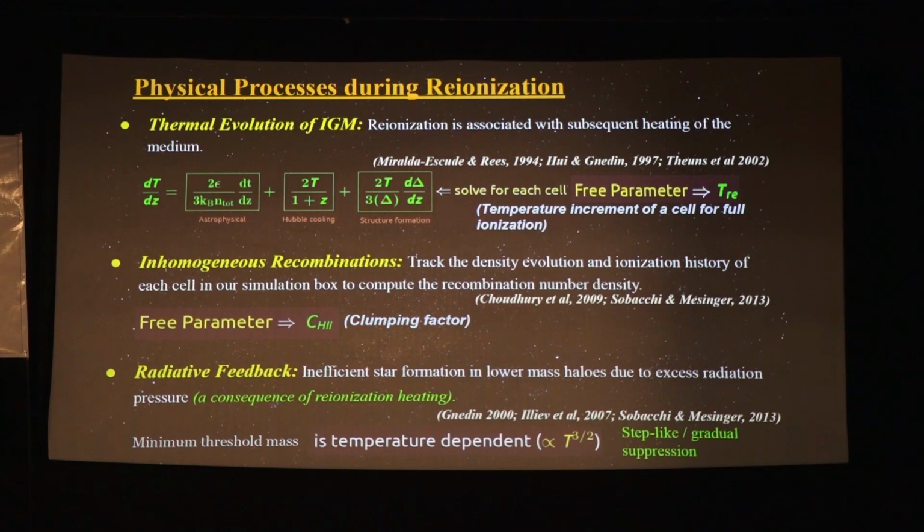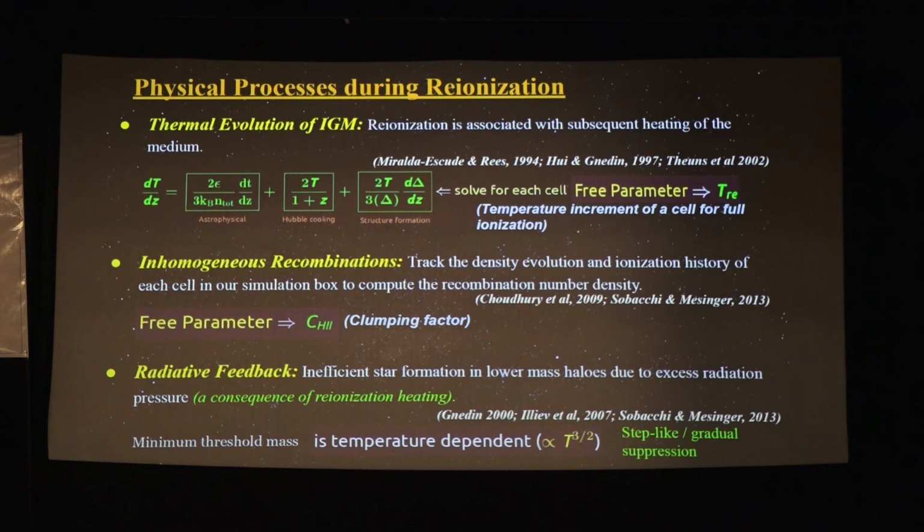With this semi-numerical model, I have checked a variety of effects which can be important during reionization. The first one is the thermal evolution of the IGM. We know that during reionization, it's not only the ionization, but the medium also heats up. To model that, we need to basically solve this standard first order differential equation. The first term is the different astrophysical heating and cooling. The second one is the cooling due to the expansion of the universe, and the third one is the heating and cooling depending on the structure formation.